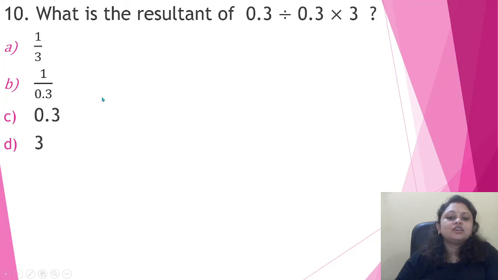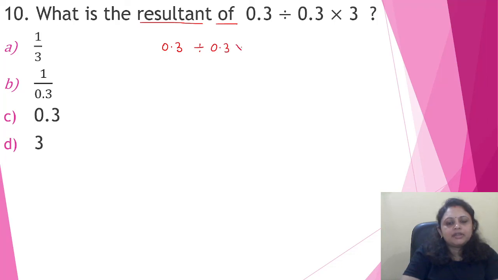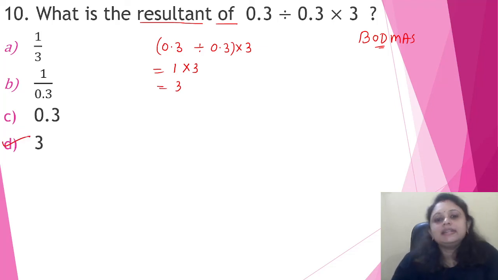What is the resultant of 0.3 divided by 0.3 into 3? Option A 1 by 3, B 1 by 0.3, C 0.3, D 3. So we have to find the resultant of this: 0.3 divided by 0.3 into 3. According to BODMAS rule, first we have to do the divisions. 0.3 divided by 0.3 is 1, into 3. 1 into 3 is equal to 3. So the correct answer is option D, that is 3.